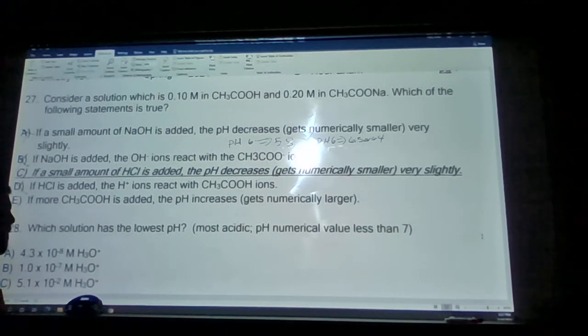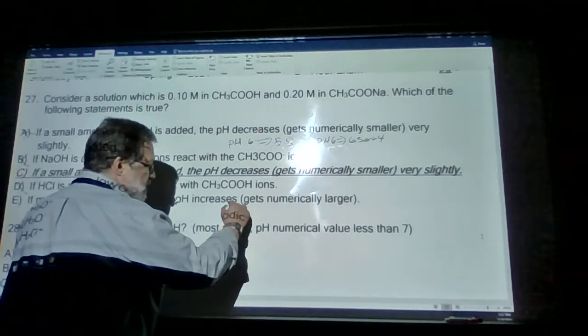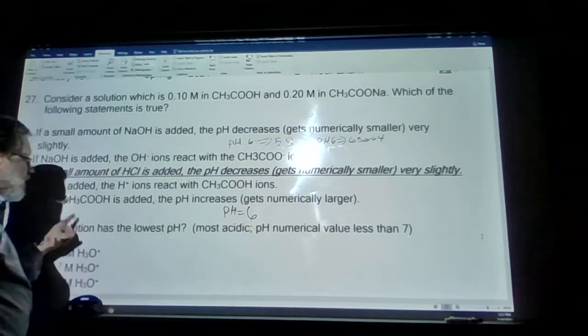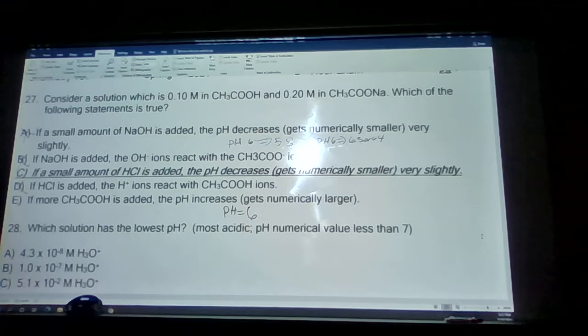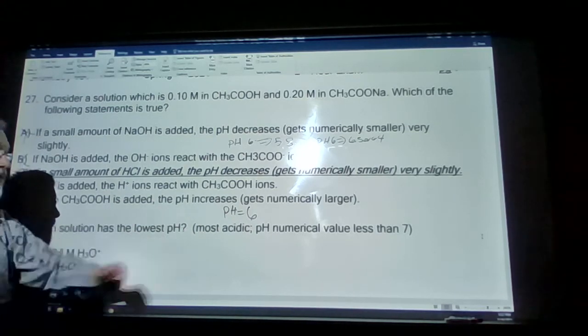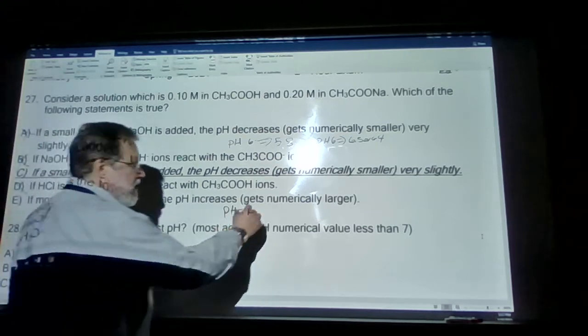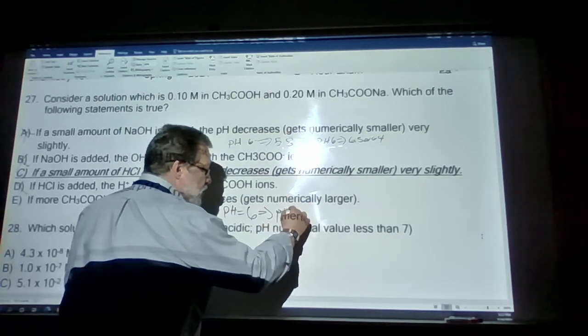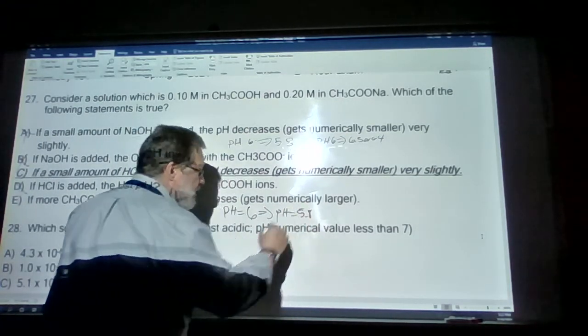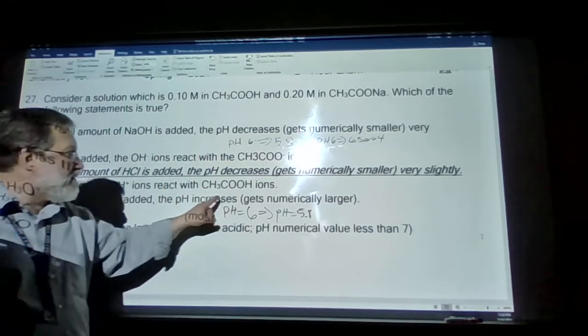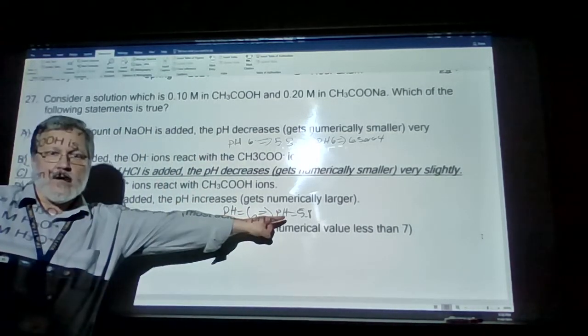E, if more acetic acid is added, the pH increases. Okay? Our pH is starting out at 6. If we add an acid, meaning making it more acidic, the pH should go down to 5.8, something like that. But does our pH increase? No.